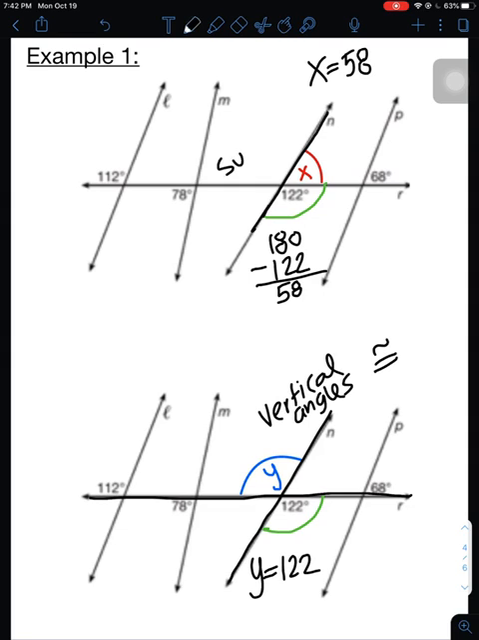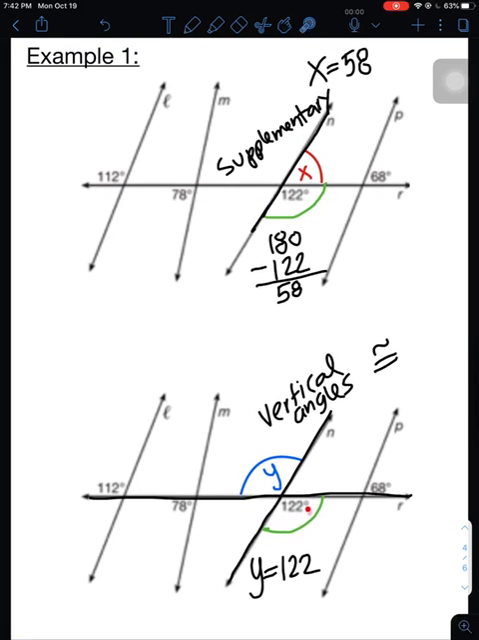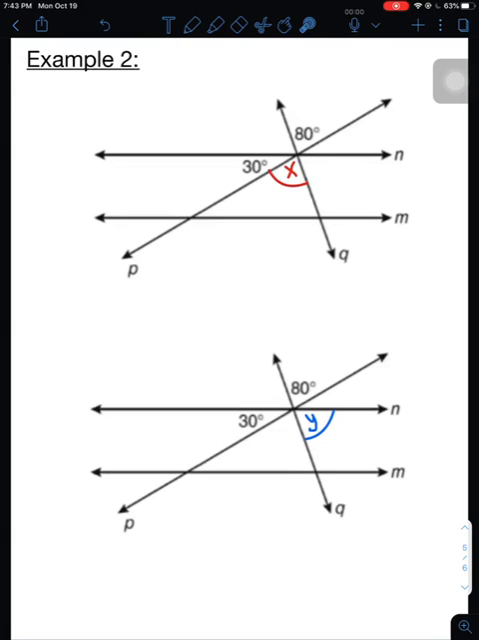That was easy. All right, so this top one, we used supplementary angles. Down here, we used vertical angles. Now let's look at the next example. You can pause the video now to take some notes.